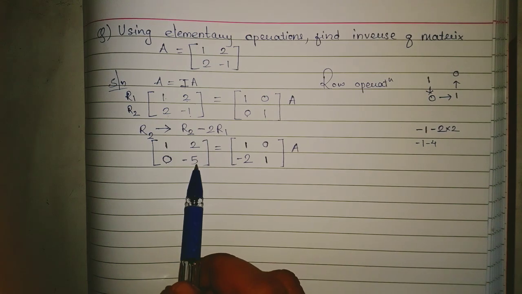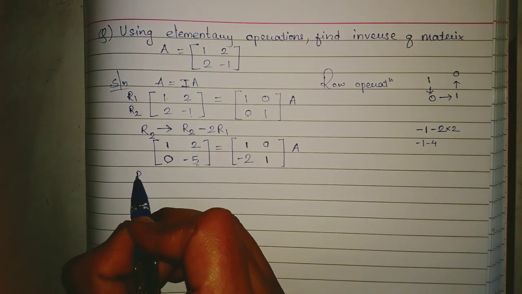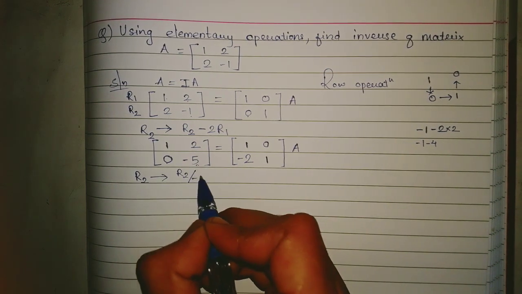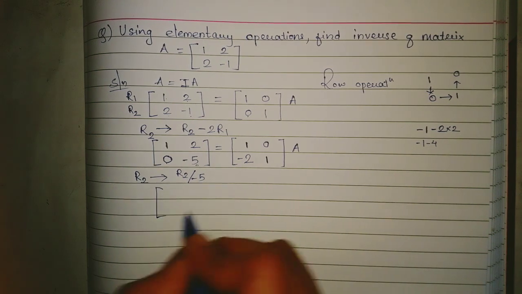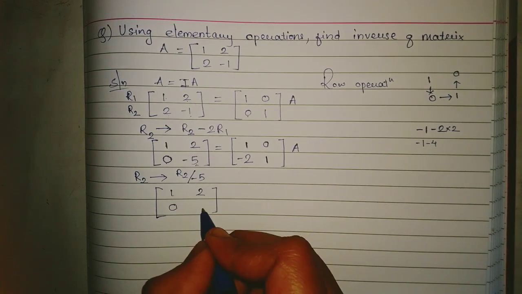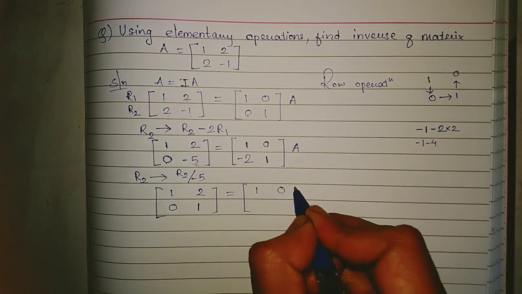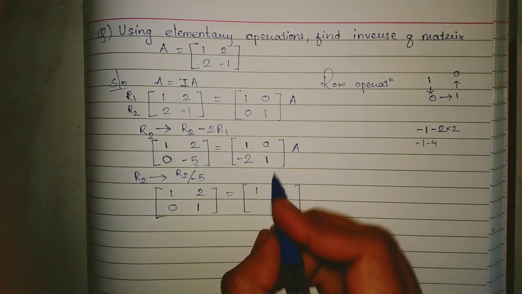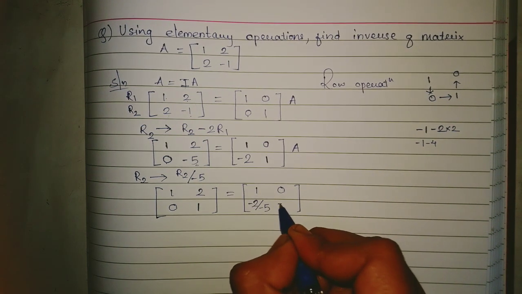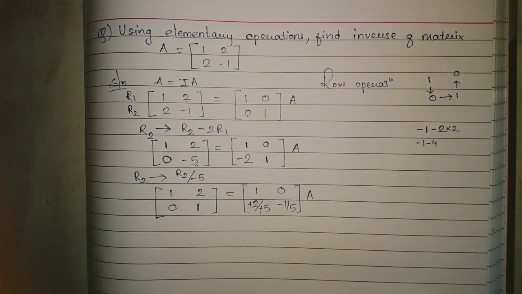So to make this 1, you have to divide by minus 5, right? So we are changing R2 again. So R2 you have to divide by minus 5. So R1 remains the same. This will be 0 and this will be 1. Here R1 remains the same. R2 we are dividing by minus 5. So this becomes plus.